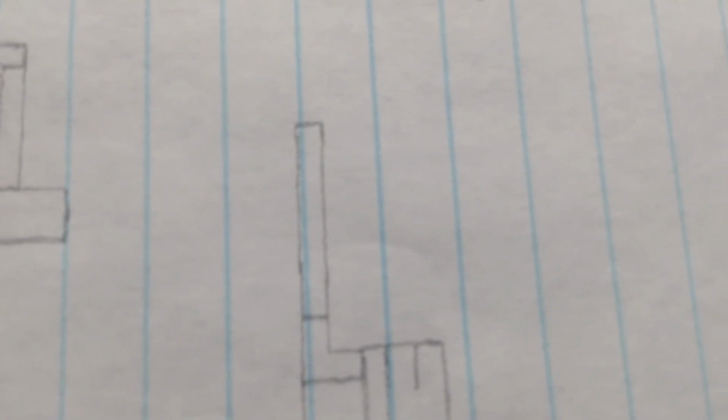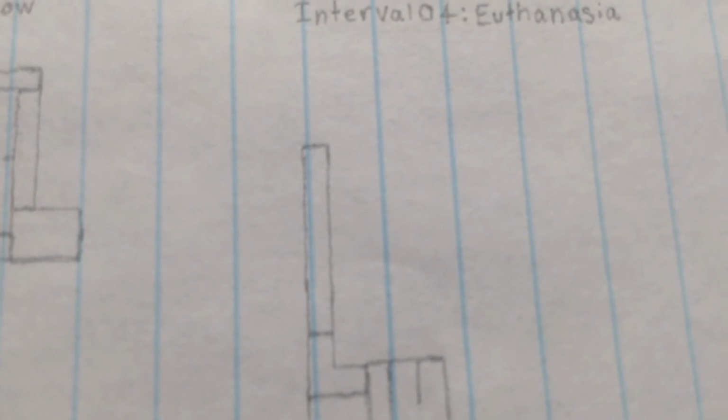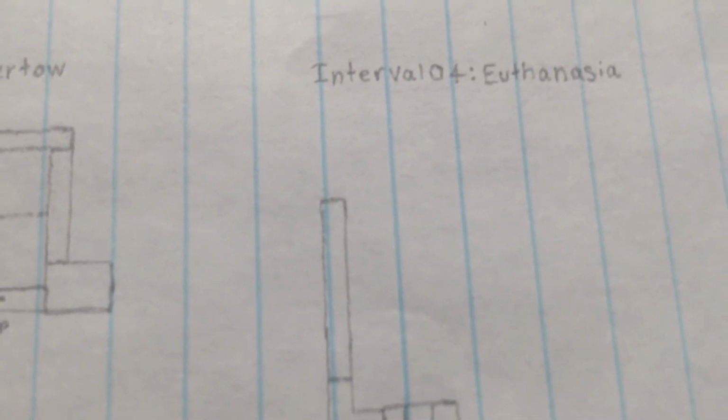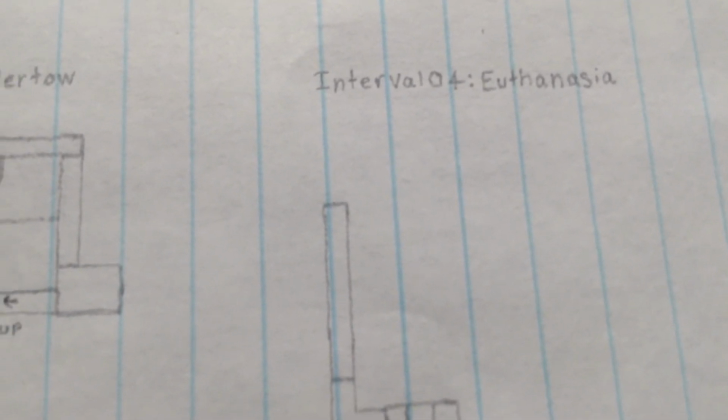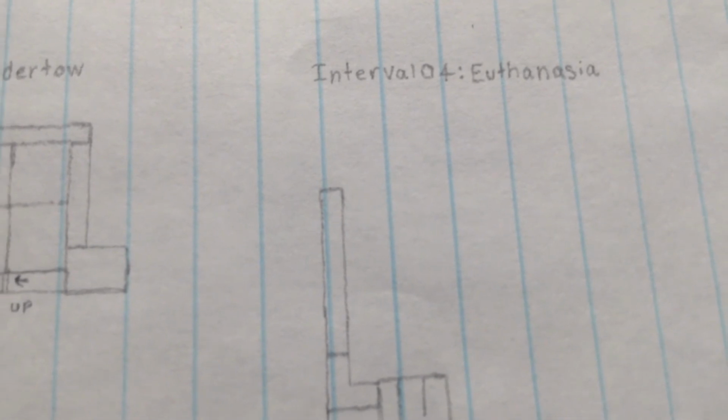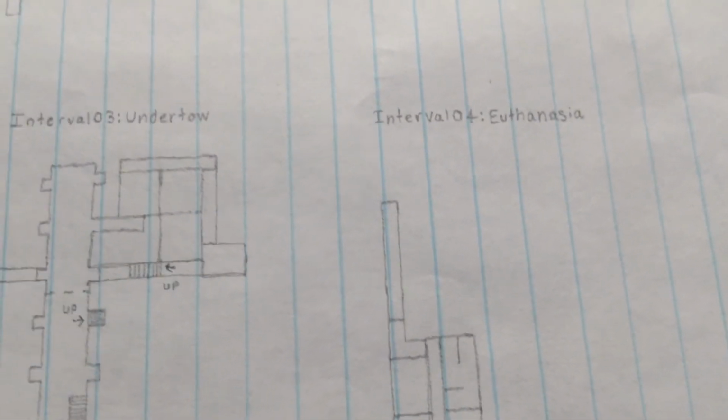And after that, you go down this pretty long hallway. At the end, on the very left, is a hole that goes down a hallway with a lady at the end. And that's actually the end of Euthanasia. So there you go.